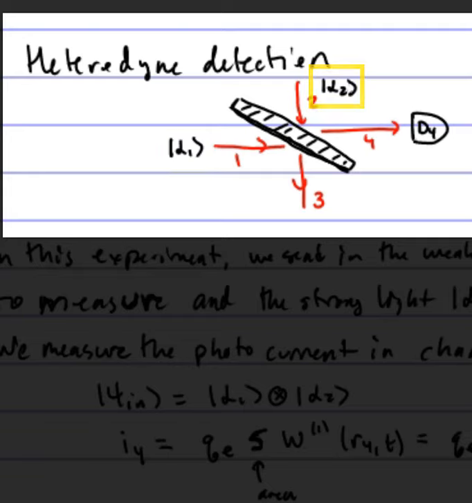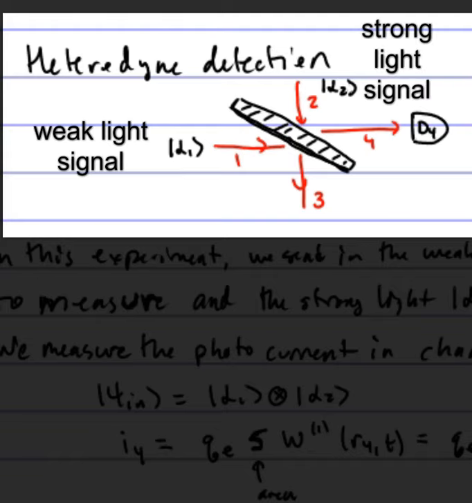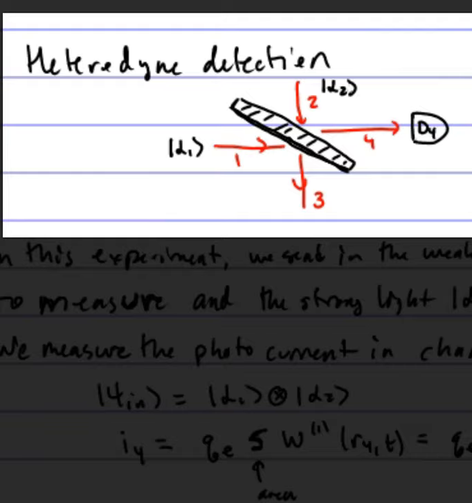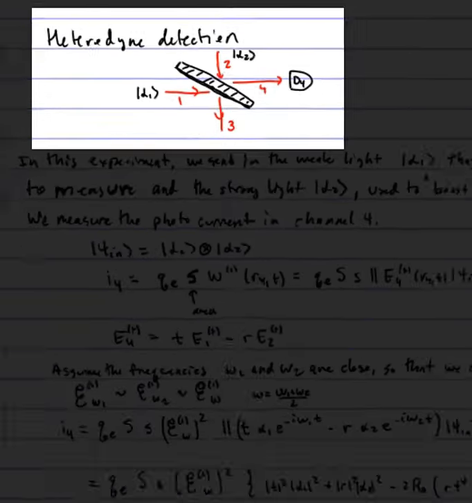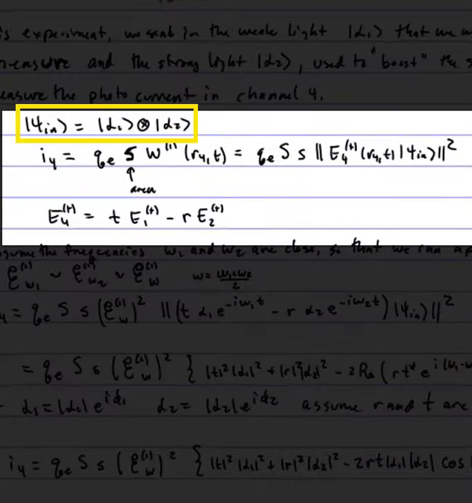port 2. In the experiment, you should be thinking of the light that's going into port 1 as being a weak light signal. That's the signal we want to measure, and we're inputting a very strong signal into port 2. That's used to boost the signal that we're going to measure. And the detector is entirely in port 4. So the input state is the tensor product of alpha 1 with alpha 2. Remember, alpha 1 and alpha 2 are the coherent states of light for a particular mode of light with a parameter alpha in that mode.